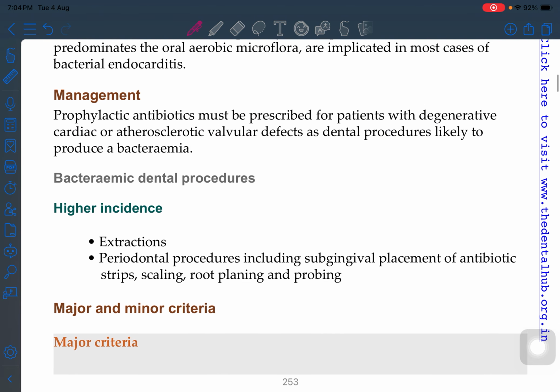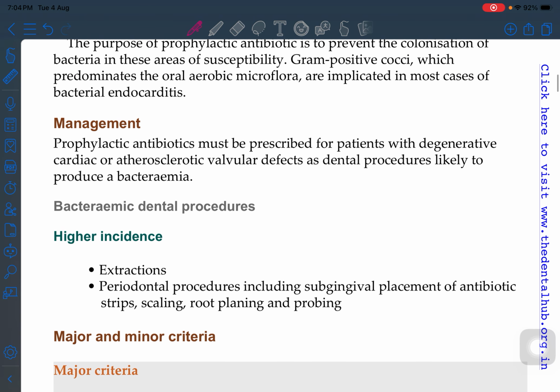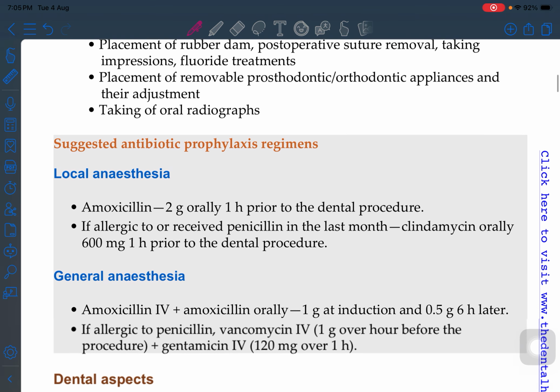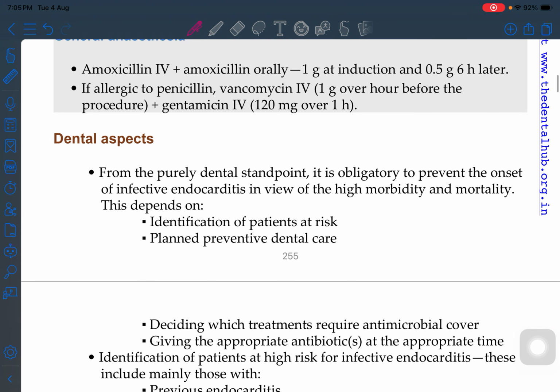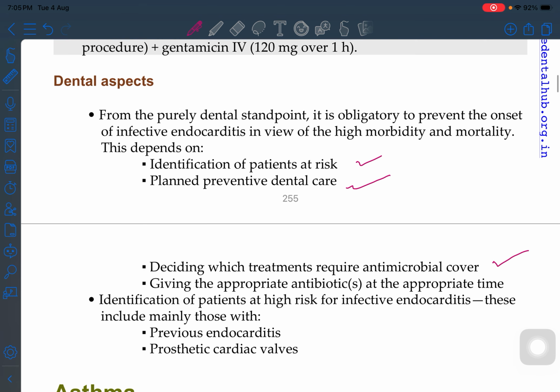Now we come to the dental management. So from a dental perspective, what do we have to do? From a purely dental standpoint, it is obligatory to prevent the onset of infective endocarditis in view of the high morbidity and mortality. It depends on identification of patients at risk, planned preventive dental care, deciding which treatments require antimicrobial cover, and giving appropriate antibiotics at the appropriate time. This is very important. We first have to be able to identify patients with high risk of IE.